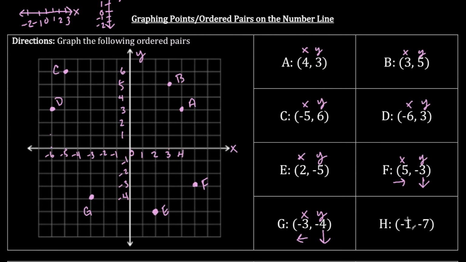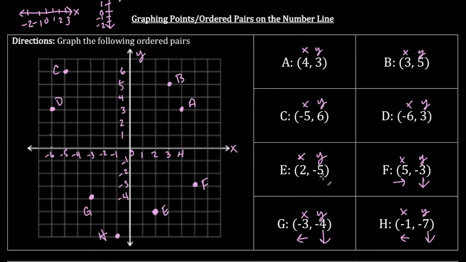So we have -1 and -7. -1 comma -7. If this is my x, that means I go left 1. This is my y, I go down 7. So left 1, down 7. 1, 2, 3, 4, 5, 6, 7. This is H.